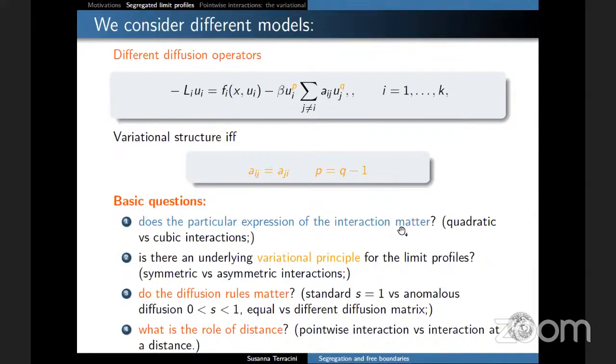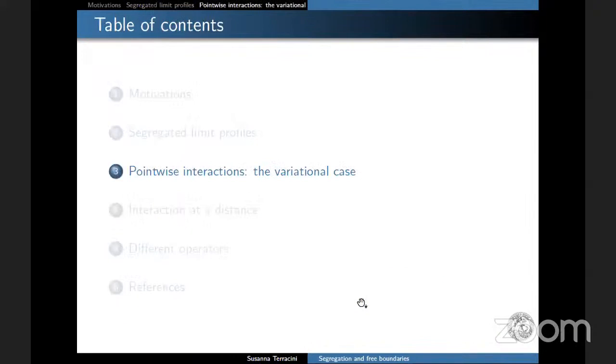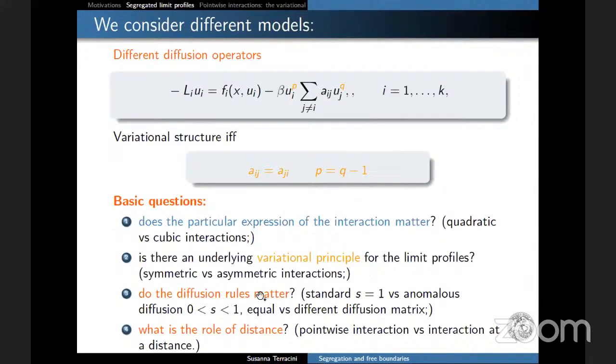So what question can we address when looking at this big class of problems is what does the particular expression of the interaction matter? So can we understand from the limiting profiles whether the interaction was quadratic or cubic? We can address the question whether, at least in the limit, there are variational principles holding. What are the rules of diffusion, and what is the effect of the diffusion rules on the problem? Sorry, and what is the role of distance?